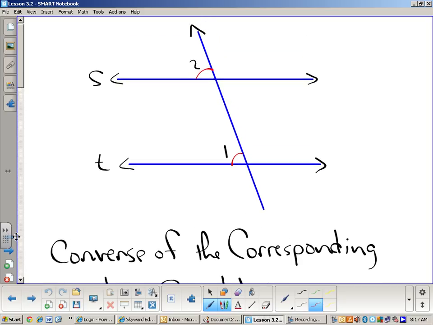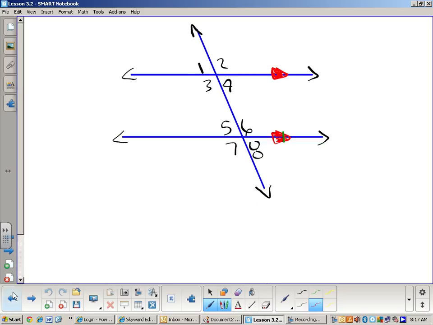I'm sorry, I know where I want to go with that. Just a reminder, we've already talked about this, so I'm not going to rehash everything. My point of the slide was to point out that corresponding angles are congruent from the corresponding angles postulate we learned yesterday, and that alternate interior angles are congruent because of the AIA postulate, alternate interior angles.